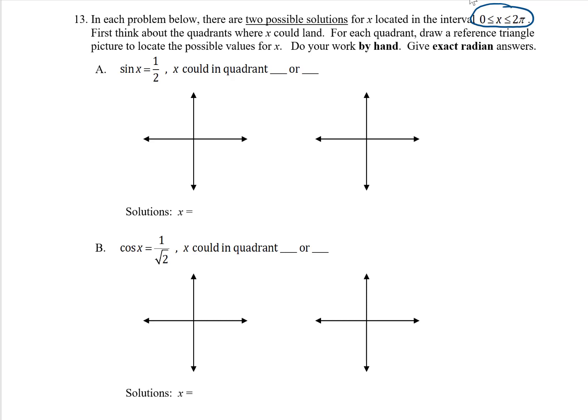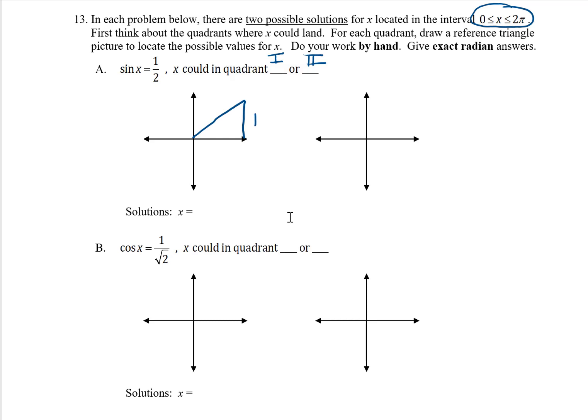So take a look at the first one. Sine x equals 1/2. X is the angle. 1/2 is the ratio. Well, if I have a positive ratio for sine, I can use my All Students Take Calculus device to realize that a positive sine ratio only happens in quadrants 1 or 2. So it's possible that there's a solution here in quadrant 1.